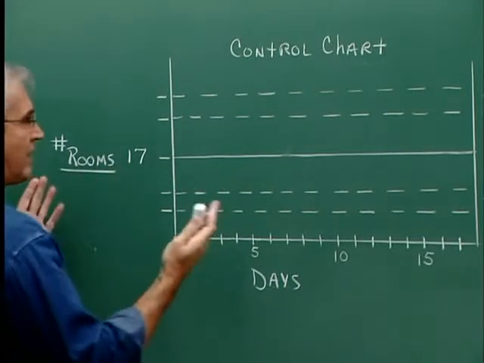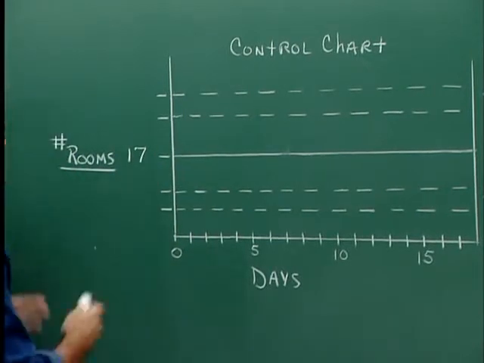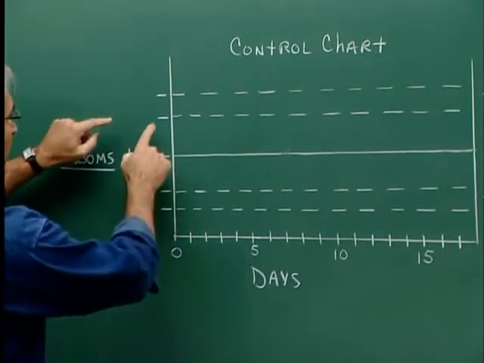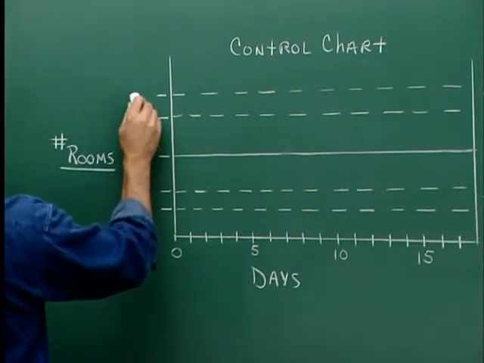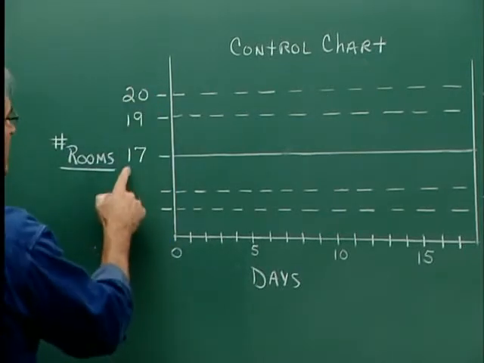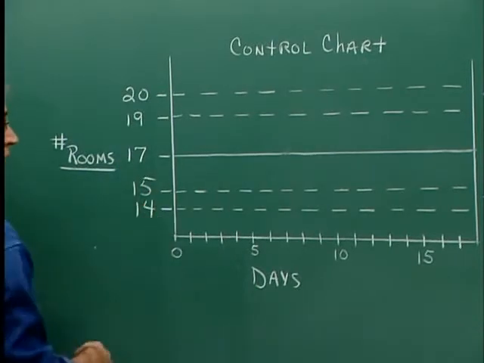Now, if the standard deviation, let me just take something easy here. Let's say it's just one room is the standard deviation. Then the mean plus 2 standard deviations would be 17 plus 2, or 19. The mean plus 3 would be 20. The mean minus 2 would be 15, and the mean minus 3 would be 14. All right, so that's the idea.